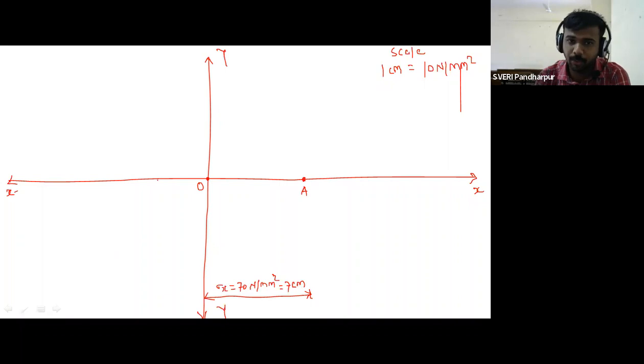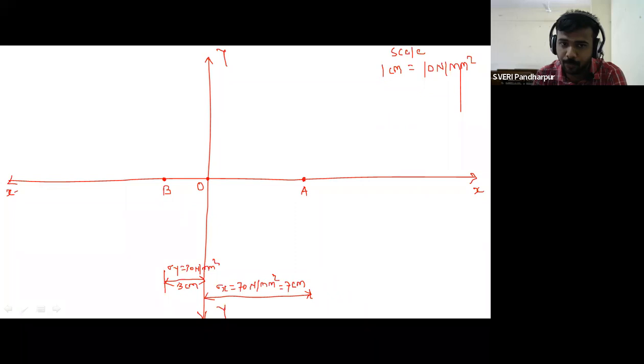Similarly, we have to represent the position of sigma y. Sigma y is negative, that is compressive. So -3 centimeter means we have to represent at the left side of the origin. So that is point B. Now between A and B, what is the distance between A and B? 10. Okay.